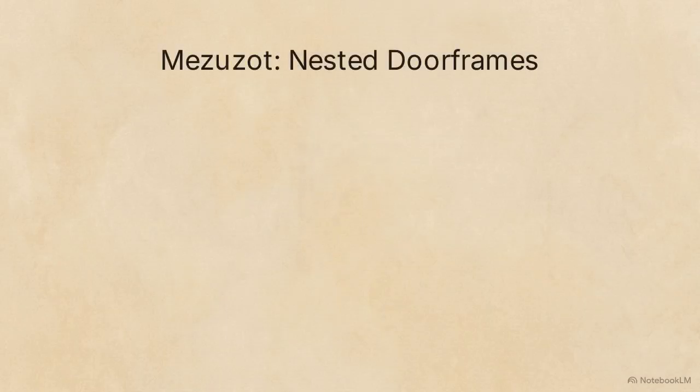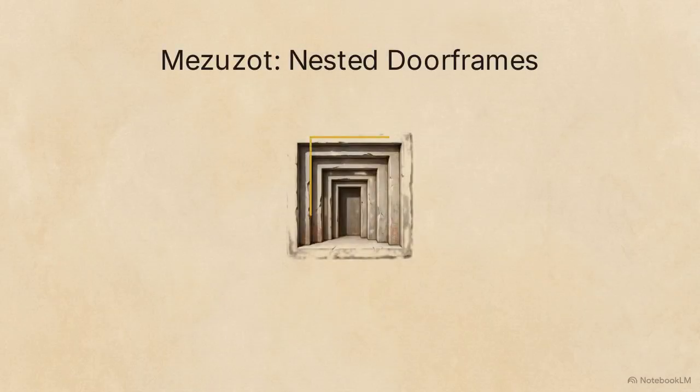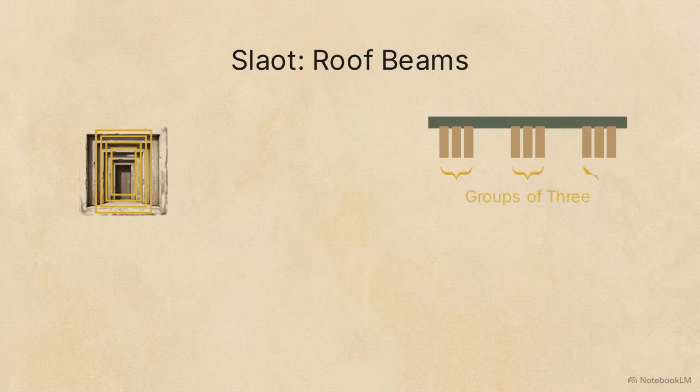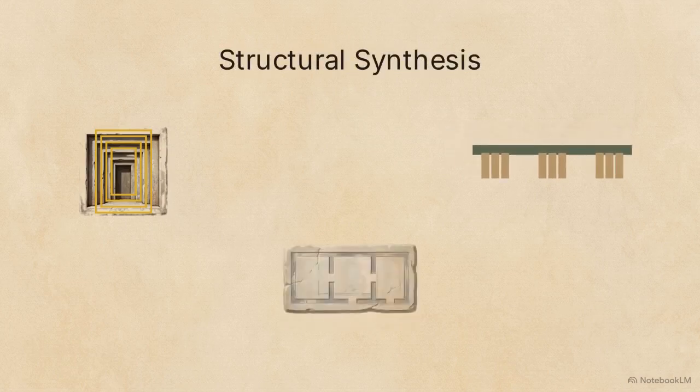The Qeiyafa model provides a physical reference for these terms. By looking closely at its carved doorway, we can see nested, interlocking doorframes. The text also describes slaot as groupings of 3. Linguistic context indicates these were actually roof beams. Protruding just below the roof of the model are identical rectangular elements, grouped in 3s. They function like classical triglyphs to support the roof structure.